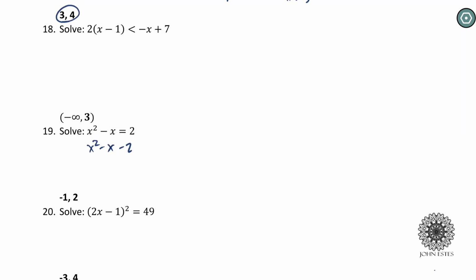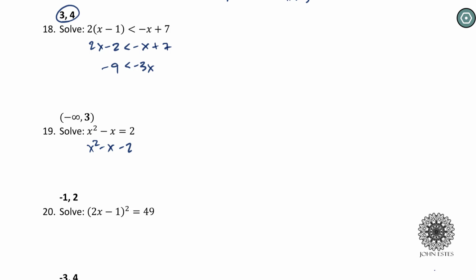18 now, we have a linear inequality, and you solve that just like you would a linear equation. I'm going to distribute the 2, and I need to get x by itself. So I'm going to subtract 2x from both sides, so I end up with a negative 3x on the right. I'm going to subtract 7 from both sides, so I end up with a negative 9 on the left.